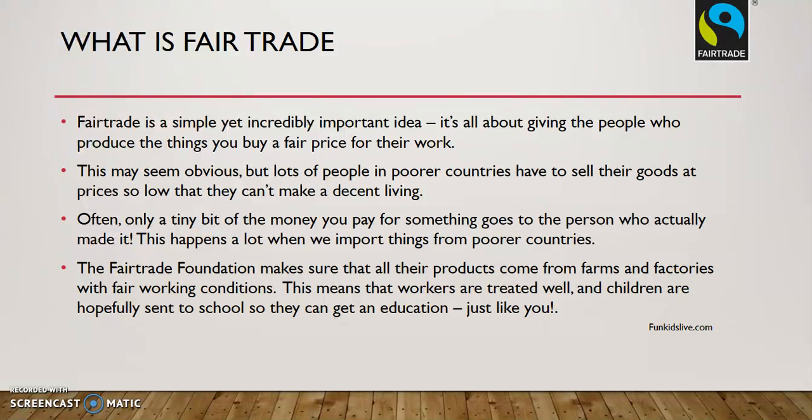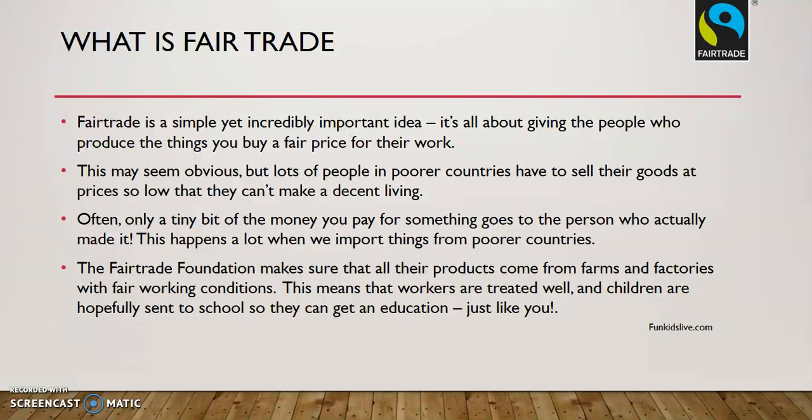This may seem obvious, but lots of people in poorer countries have to sell their goods at prices so low that they can't make a decent living. Often only a tiny bit of the money you pay for something goes to the person who actually made it. This happens a lot when we import things from poorer countries.